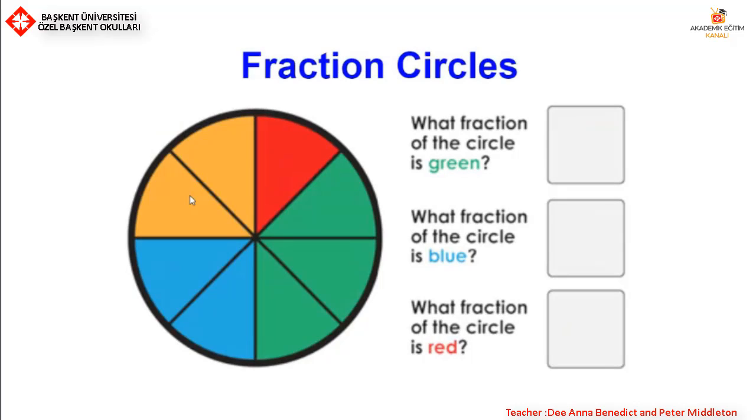Here we have fraction circles. You can see the circle has different colors. Let's count the different sections of the circle. What fraction of the circle is green? So let's look at this together. There are 1, 2, 3 green sections, and in the circle there are 8 sections. 1, 2, 3, 4, 5, 6, 7, 8. So we can write this fraction as 3/8. Can you write the fractions for the blue and red sections? Count the different sections and write it as a fraction.